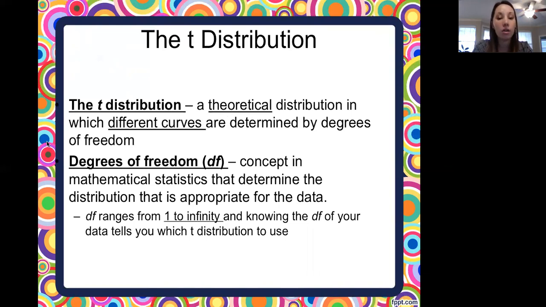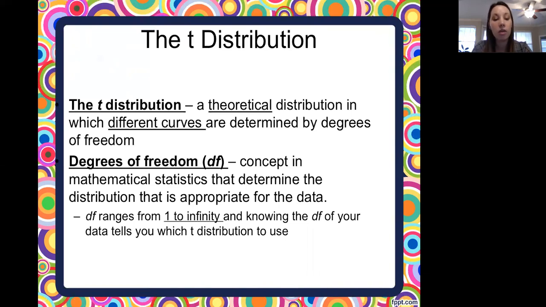And we have different curves determined by degrees of freedom. Degrees of freedom is a concept in math that determines the distribution that is appropriate for the data. Basically, what's happening with degrees of freedom is we are estimating the parameters that we do not know. If you remember from chapter 1, a parameter is something about a population. Because we don't know a whole lot of our population data, we have to estimate it, and we do this by using degrees of freedom. So we're estimating for the different parameters that we don't know.